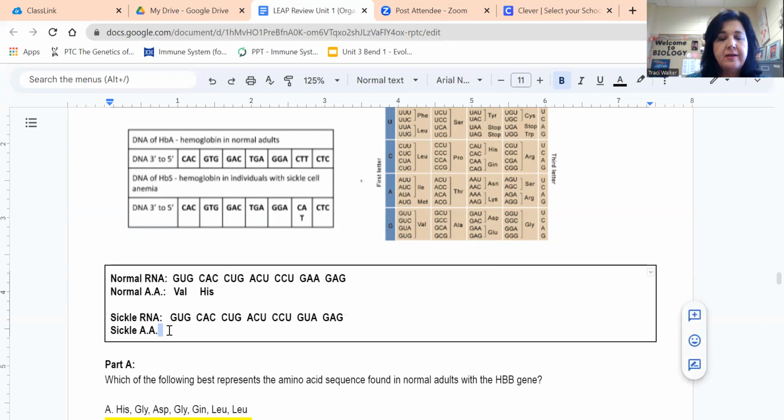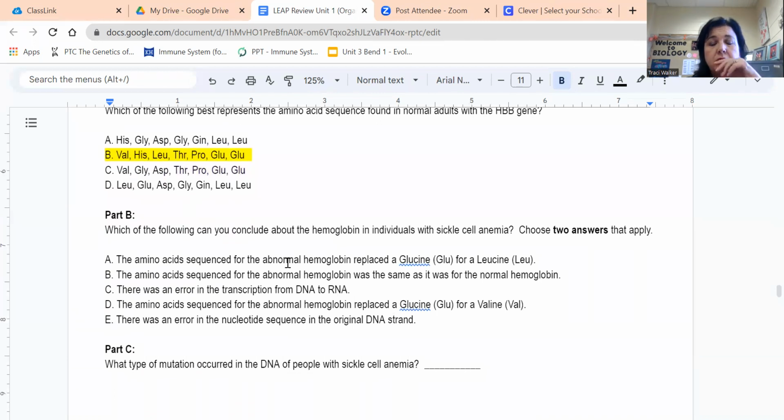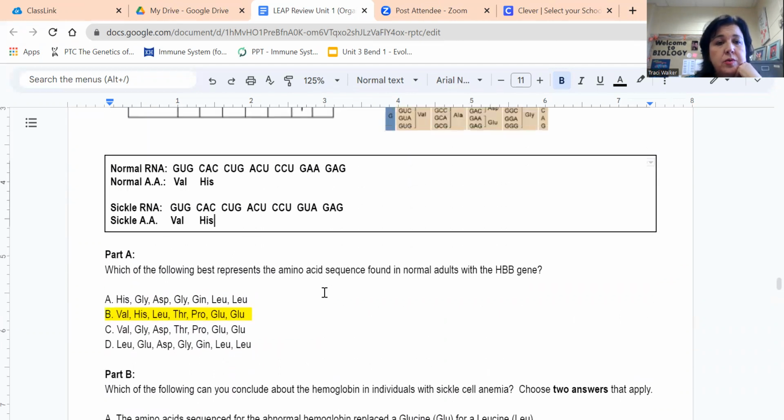And now I already have my first two amino acids, valine, because GUG is the same here. And then CAC is also the same. So my second amino acid is histidine. Okay. But now I've got to do the rest of them because I've got to figure out what it's saying here. It's what was replaced with what. Okay.